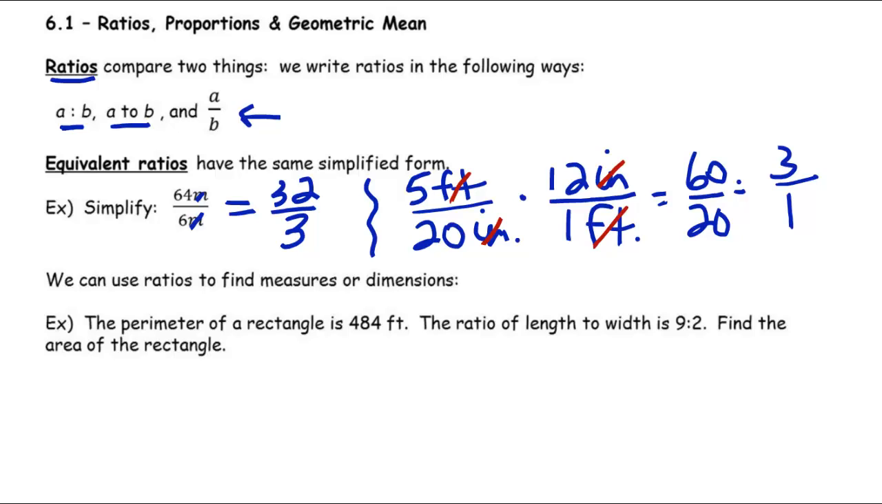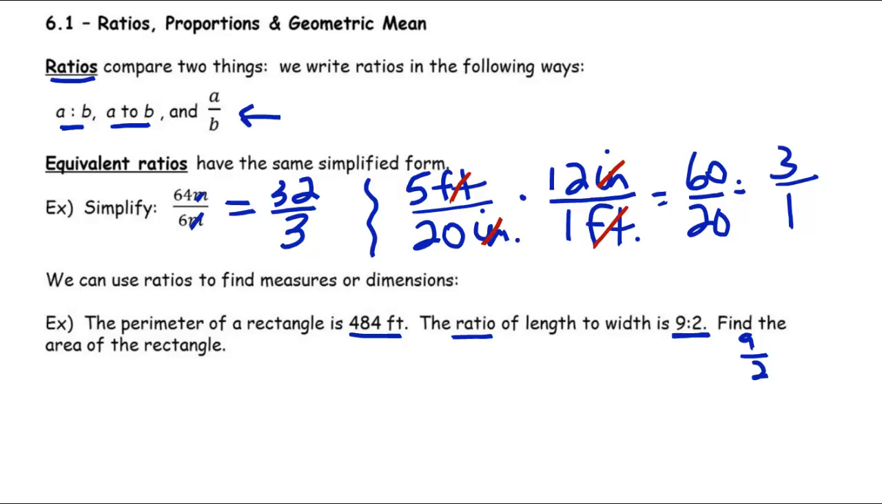Now, in the next example, we're going to also look at how to use ratios to find measures or dimensions. The perimeter of a rectangle is 484 feet, and the ratio of the length to the width is 9 to 2. That's the ratio. Now, what that means is that when I put the length over the width in fraction form, it would reduce to 9 over 2.